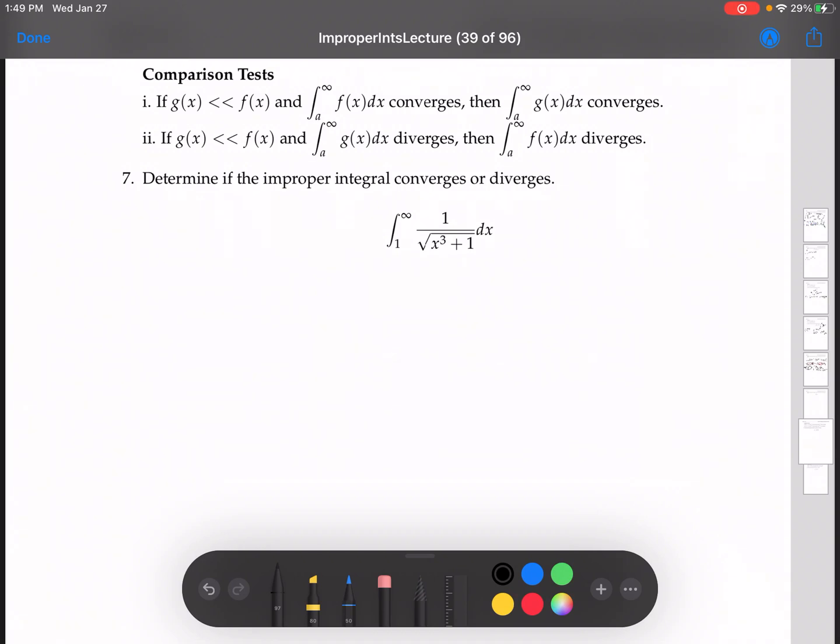Right, here we'll use a comparison test to determine whether this integral converges or diverges. If it converges, we're not going to find the actual value. We just want to know, does it converge or does it diverge? Now, the way I like to think about the comparison tests is this first one says if you're smaller than convergent, then you're convergent. And this one here says if you're bigger than divergent, then you're divergent.